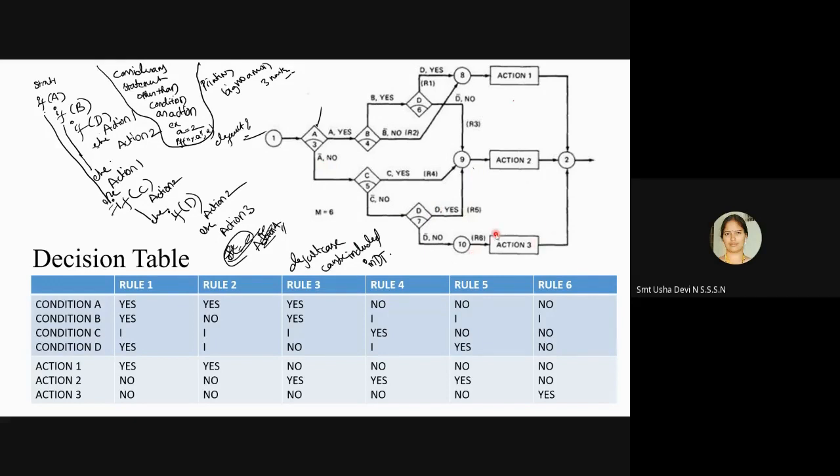Next, come to action 3. There is only one path. No, no, no. But what about B? B is absent, B is I. So no, I, no, no. Here, just to maintain clarity without any confusion, we simply followed an order: A, B, C, D. If you follow some different order, then it's somewhat difficult to identify the missing decision box. You can also keep this one as A, this one as B, some other value, no problem.